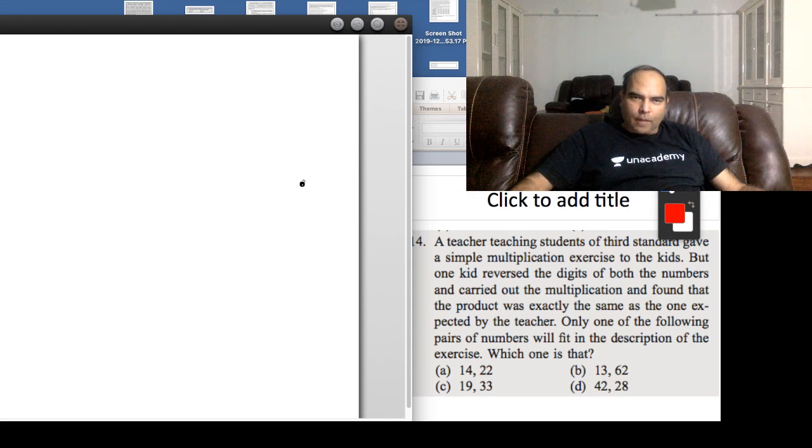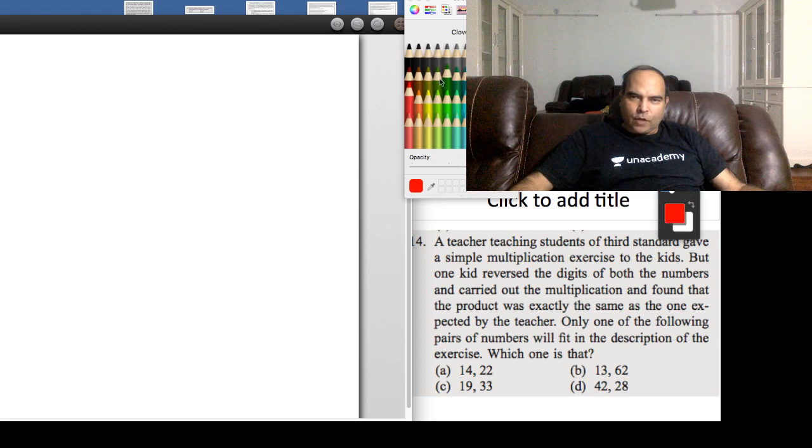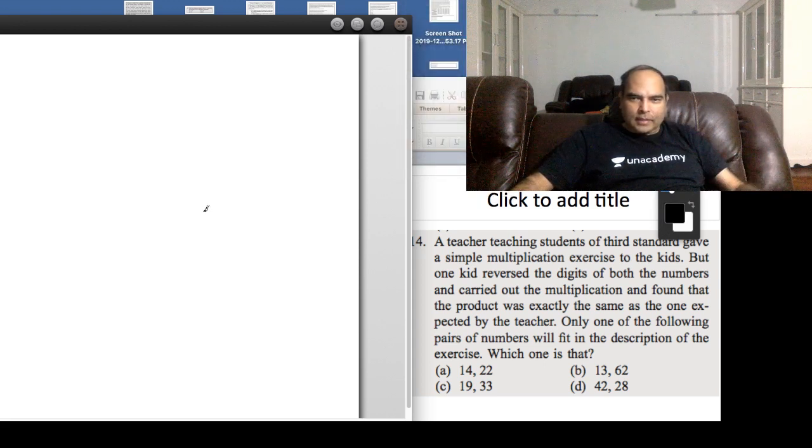The equality won't happen. And that is again based on a logic which will allow you to bypass the calculation of 13 into 62 and 31 into 26. To do a positive check with 1362, you'll have to of course multiply 13 into 62 and 31 into 26 and see the equality. But there's another way in which you can remove this option, and that is the unit digit logic.